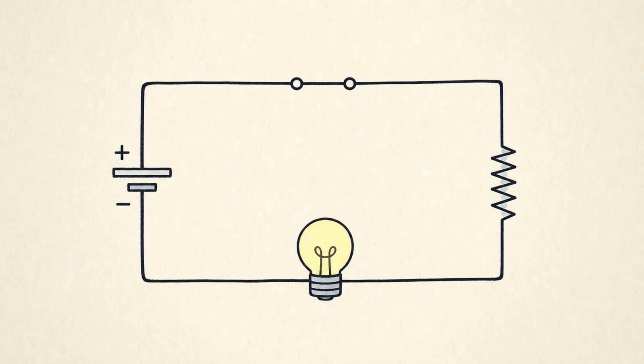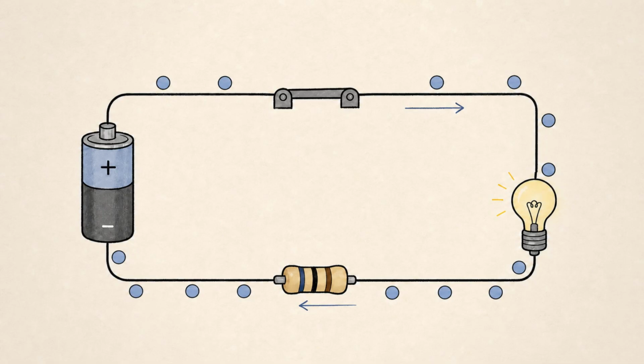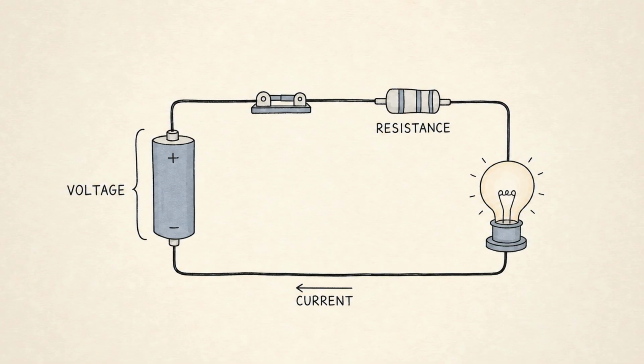Every radio set works because electric charge can move through a circuit. That movement is called current. To make current flow, there has to be a voltage across the circuit. Voltage is the electrical difference between 2 points. The circuit also has resistance, which controls how much current flows for a given voltage.